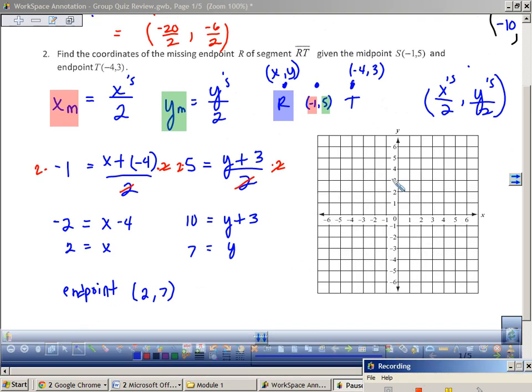Okay, so let's do the same problem, only you doing it conceptually, which I was really impressed many of you did. All right, so find the coordinates of the missing point. I know my midpoint's at (-1, 5). 1, 2, 3, 4, 5. There's my midpoint S. And my endpoint's at -4, 1, 2, 3, 4, 3. 1, 2, 3. Correct? There's T.